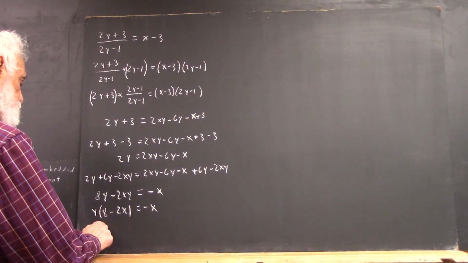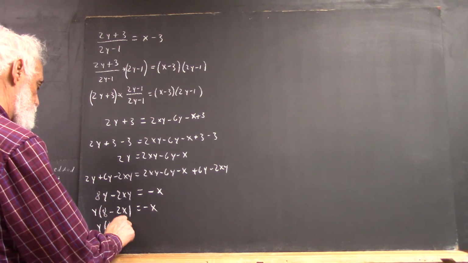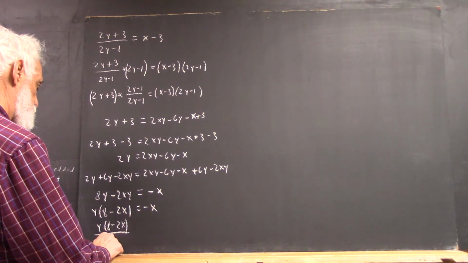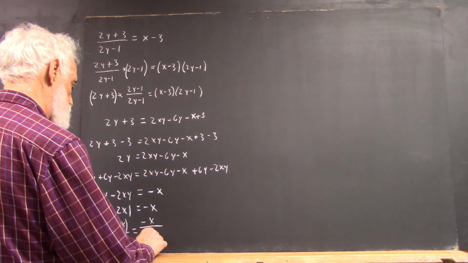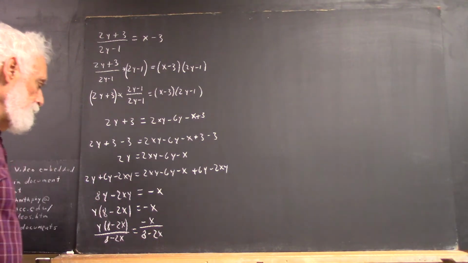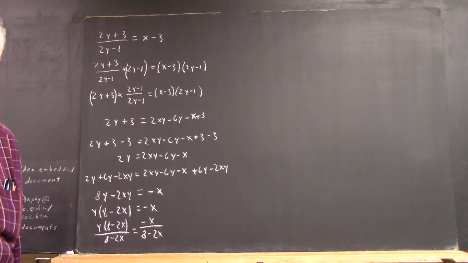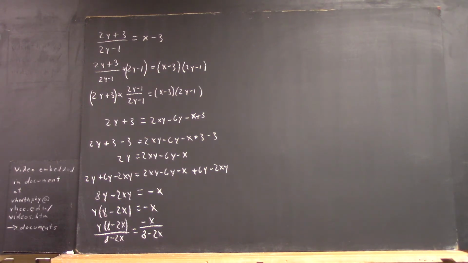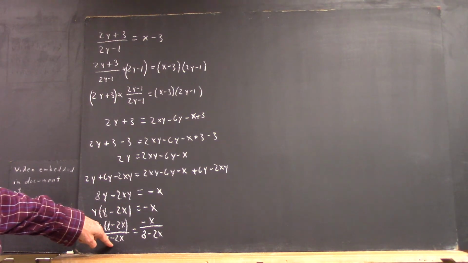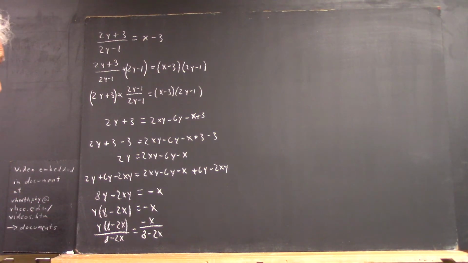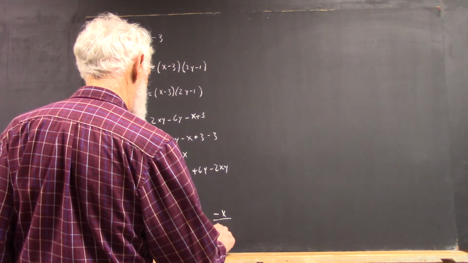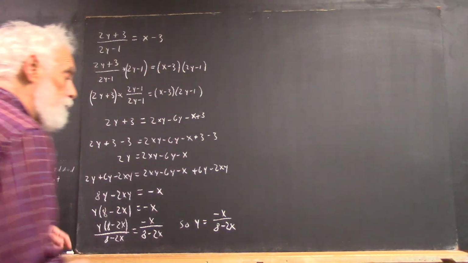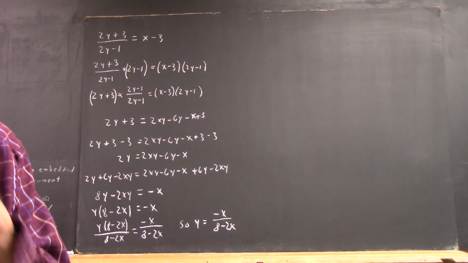Then divide both sides by 8 minus 2x. And we understand that's just y times 8 minus 2x over 8 minus 2x, which is y times 1. So y is negative x over 8 minus 2x. Okay?